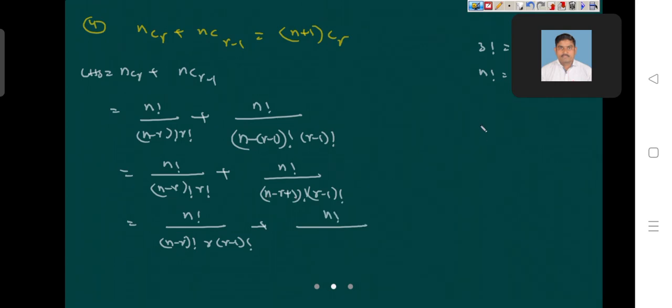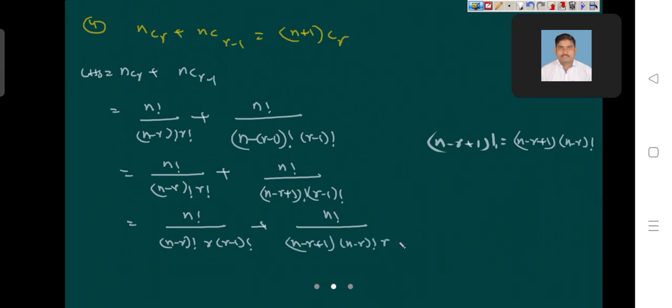(n minus r plus 1) factorial you can write as n minus r plus 1 into n minus r factorial. So this one you can write as n minus r plus 1 into n minus r factorial into r minus 1 factorial.